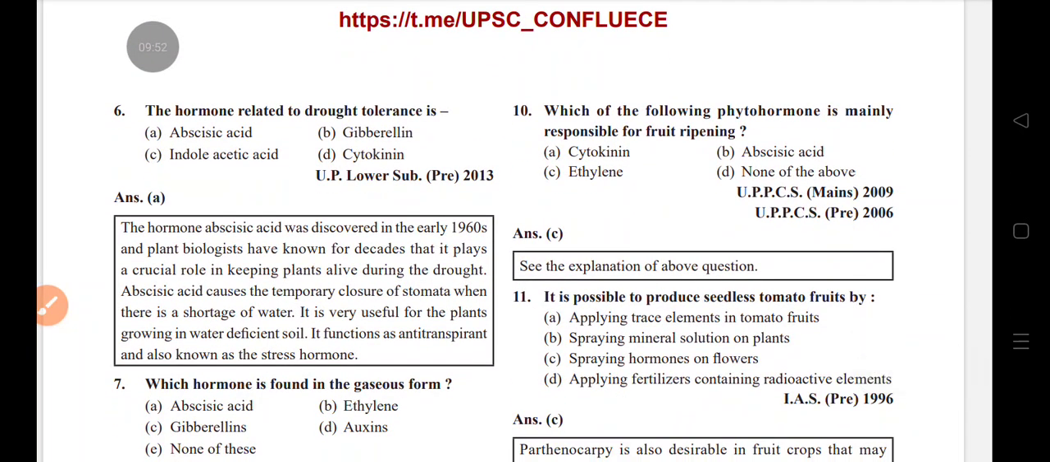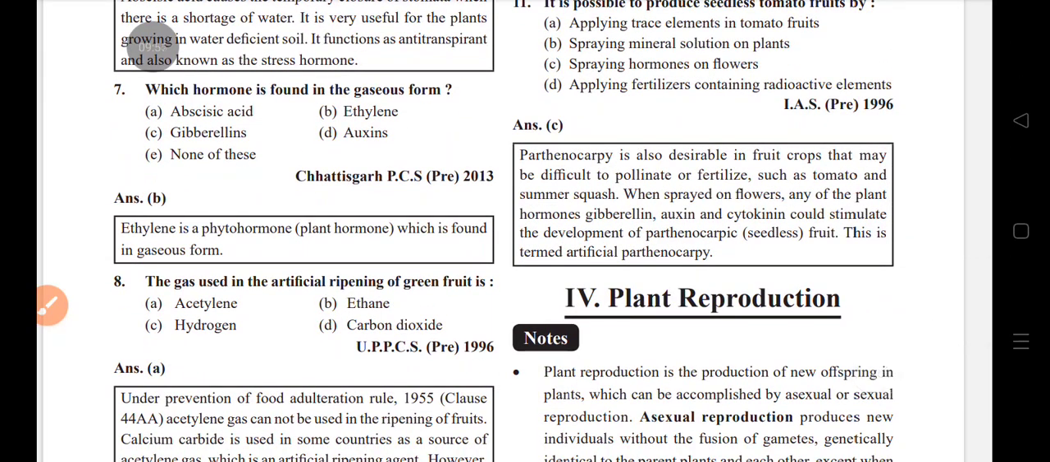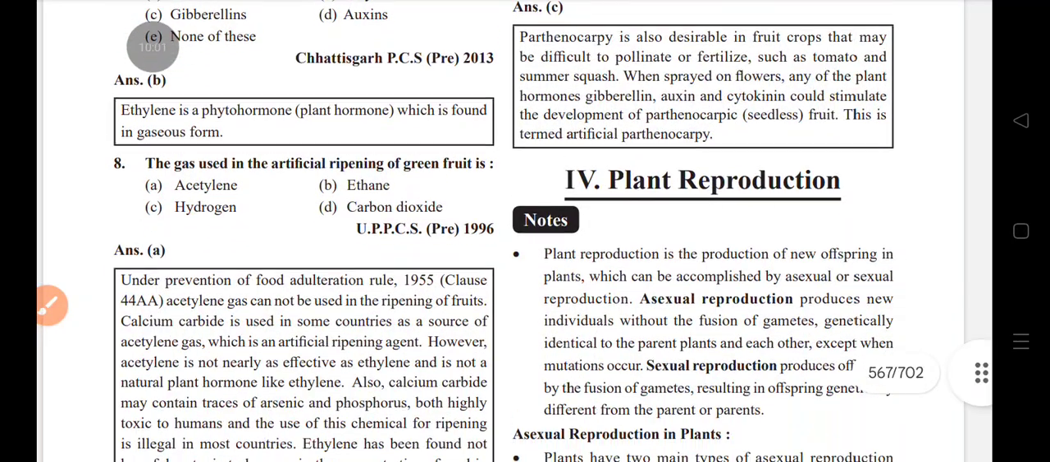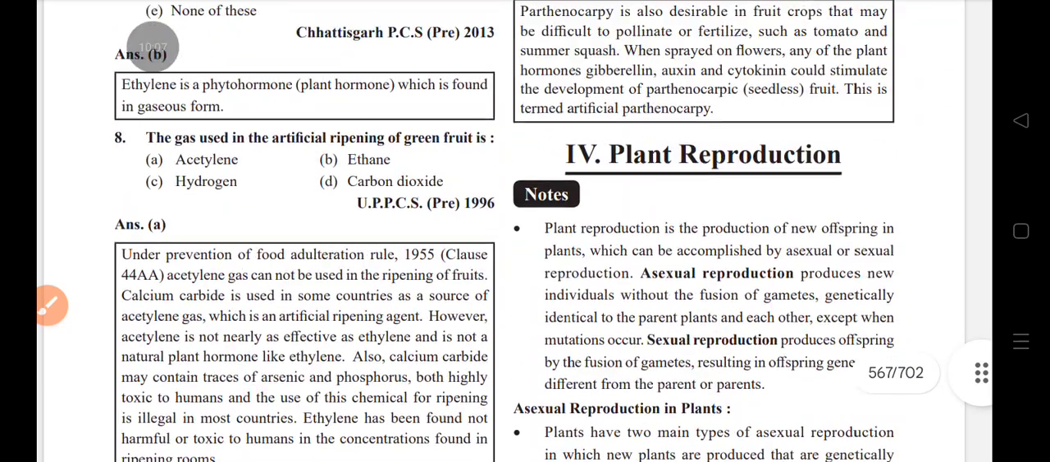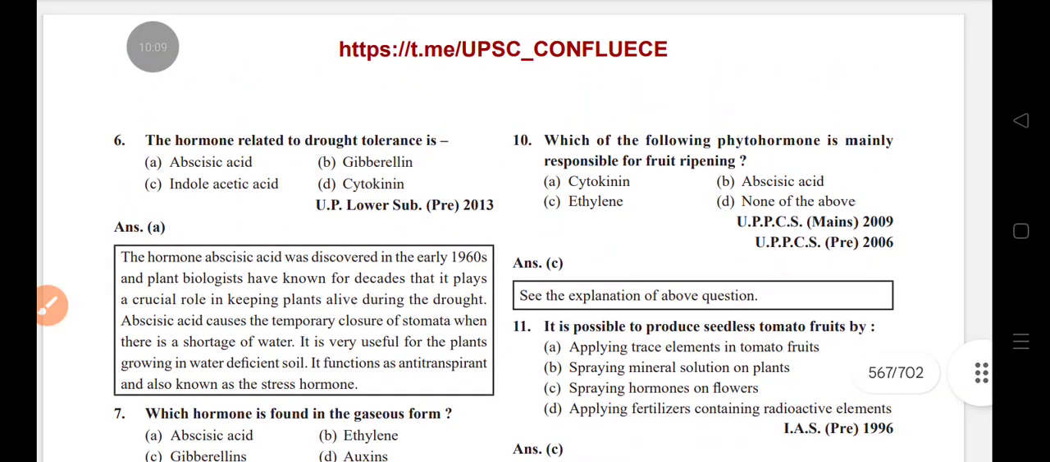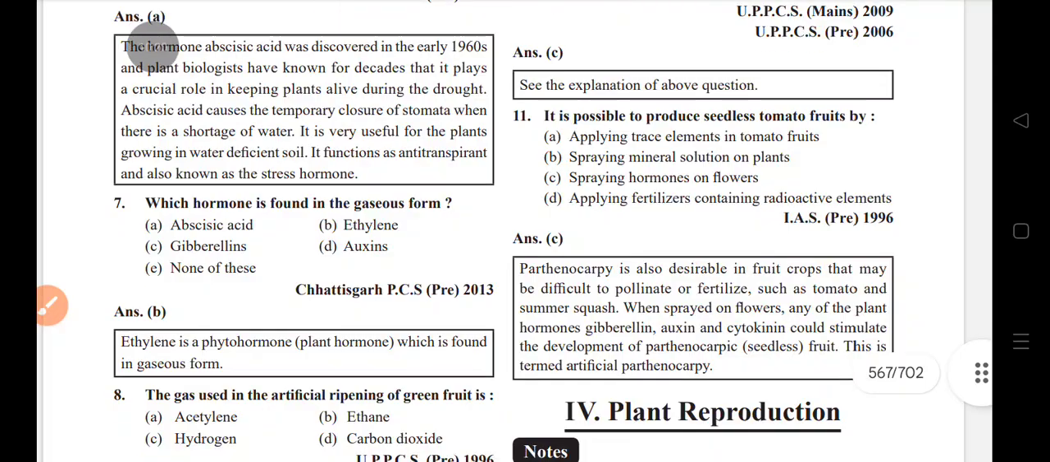Which hormone is found in gaseous form? Ethylene. Gas used in artificial ripening of green fruit is acetylene. Phytohormone mainly responsible for fruit ripening is ethylene. Seedless tomato fruit is produced by spraying hormone on flower.